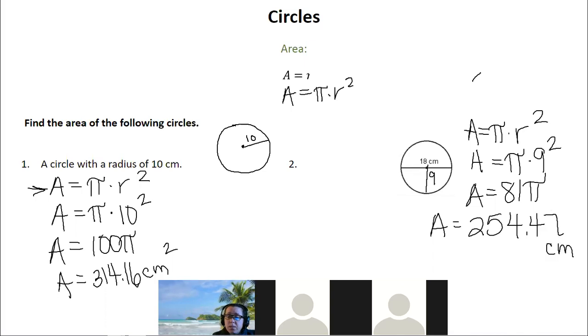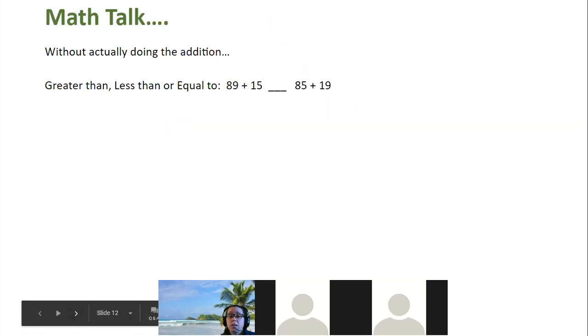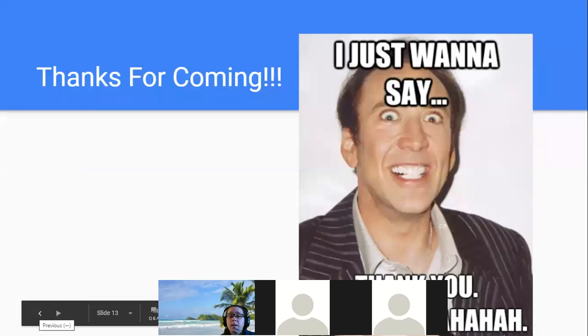The centimeters squared. Does that make sense? What we have to do is pick the right formula and plug in what you're given. That is your whole objective here today. Okay?